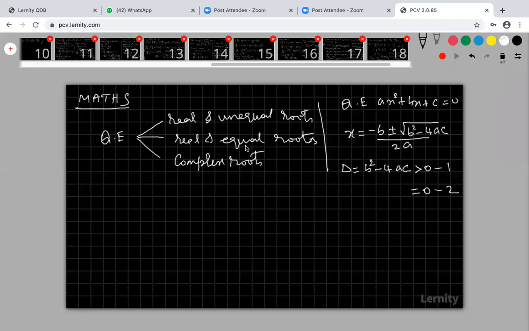The second one means real and equal roots. Both are real but equal. But in the first case, both are real but unequal. The roots may be 1 and 3, 1 and 4, 2 and 4, like that. But equal roots means 1, 1, 2, 2, 3, 3, 1 by 2, 1 by 2, 2 by 3, 2 by 3, like that. If my discriminant b square minus 4ac is less than 0, we will get complex roots. We discussed this in our previous class.